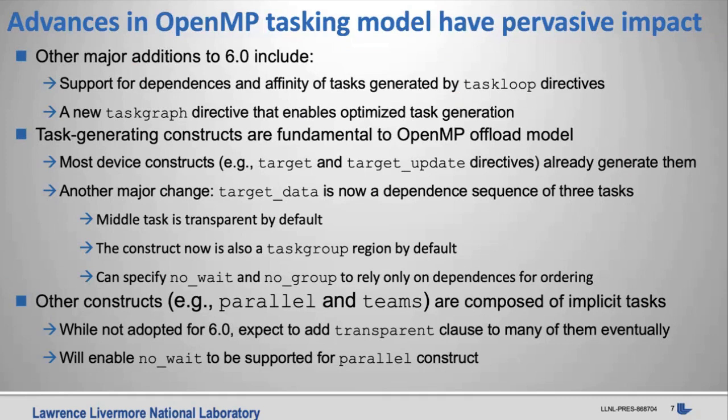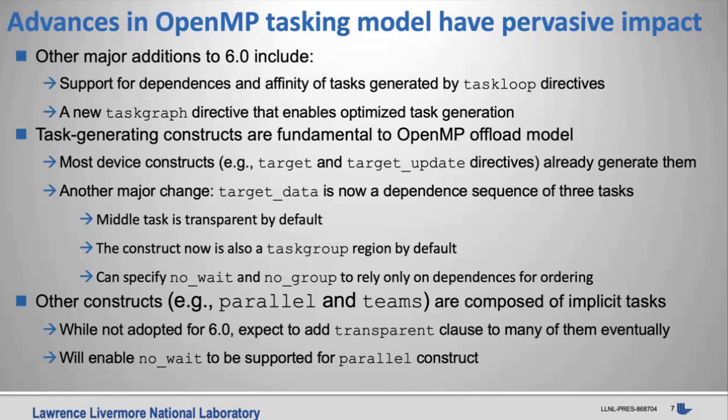So we've made several other advances in the tasking model, and all of these advances in the tasking model have pervasive impact. Some of the other major additions include adding support for dependencies and affinity of tasks generated by taskloop directives. So now you can actually specify that on the taskloop directive.